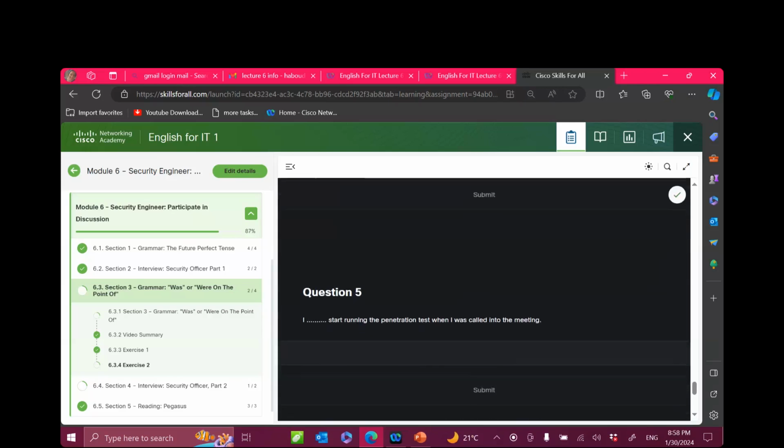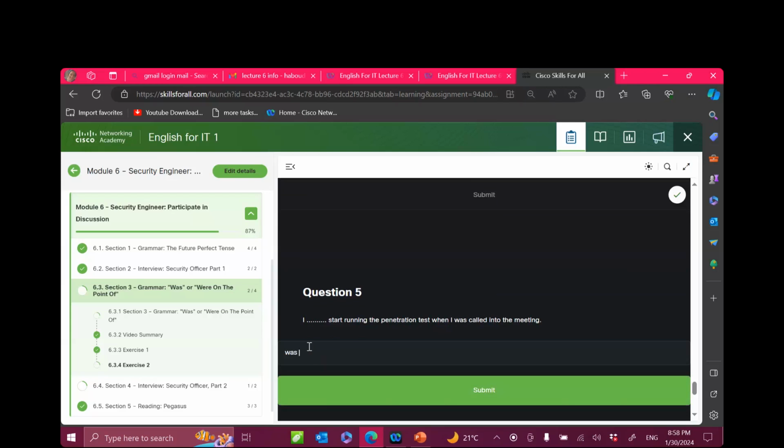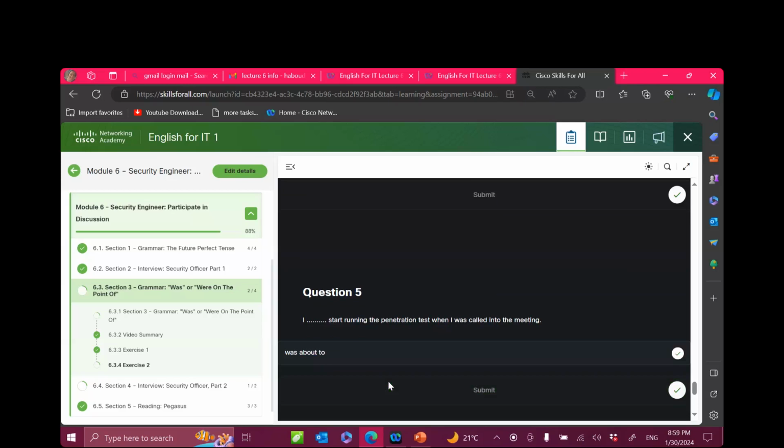Okay. Next, I start running the penetration test when I was called into the meeting. I excellent. I was about to start لأنه I have the verb start here is infinitive, so it should be preceded by was about to.